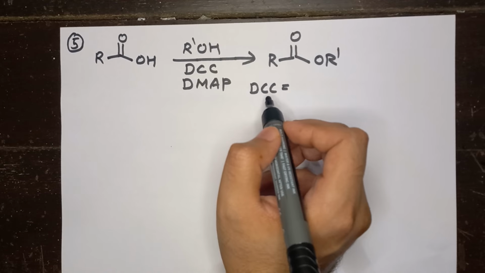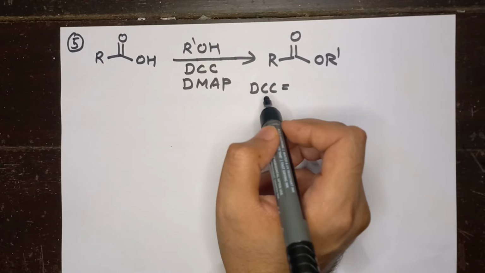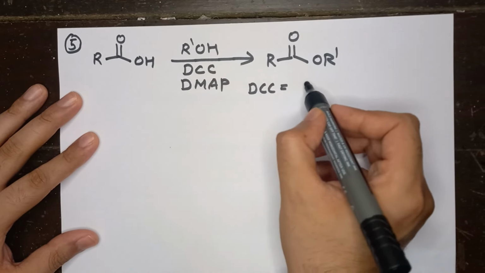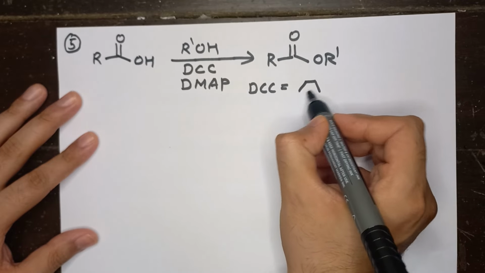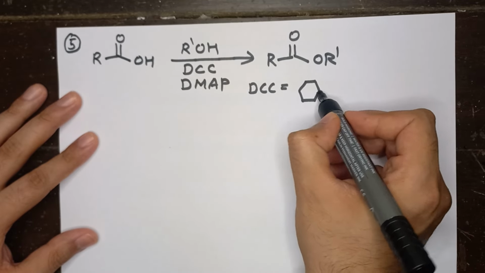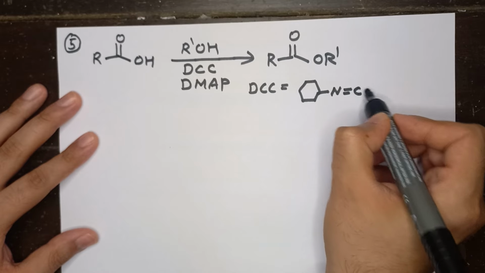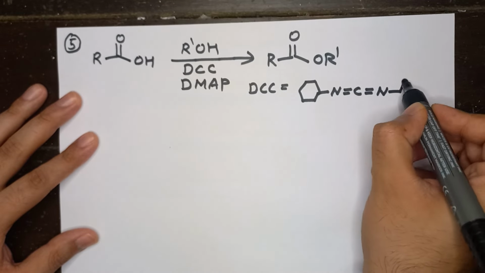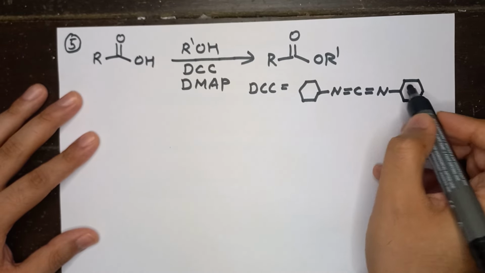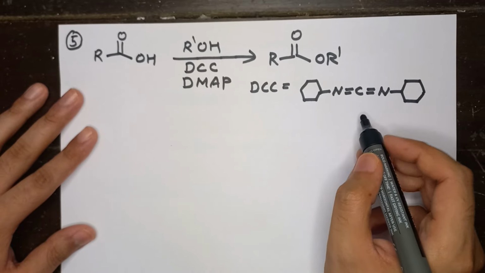the dicyclohexyl carbodiimide, and structurally it can be written as, so you have a cyclohexyl group bonded with nitrogen, doubly bonded with carbon, doubly bonded with nitrogen, and once again a cyclohexyl ring. So this is the structure of DCC.